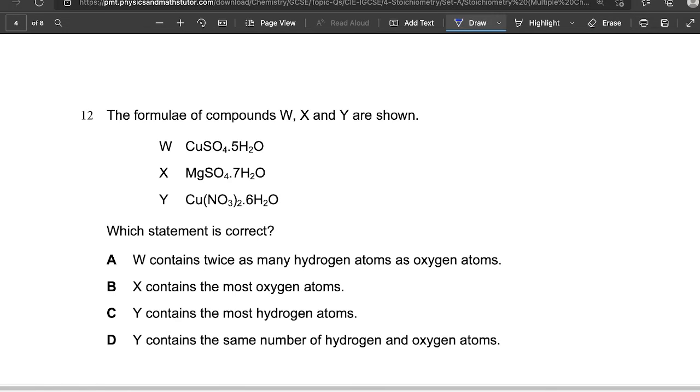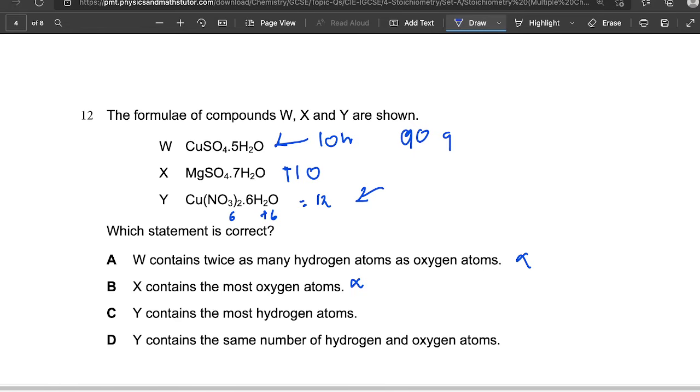So it says here W contains twice as many hydrogen atoms as the oxygen atoms. Okay, let's see how many hydrogen atoms they have. It has 10 hydrogen atoms and it has 9 oxygen atoms. So that is wrong. I'm pretty sure that is wrong. We move on to the next one. X contains the most oxygen atoms. So here we have 7 plus 4 oxygen atoms, we have 11 oxygen atoms here. Here we have 9, here 11, and then here we have 6 plus 6, which is 12. So this is again wrong because this one has the most oxygen atoms.